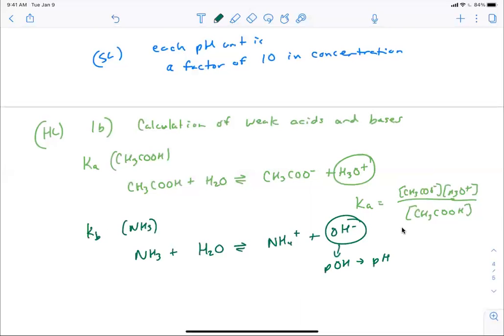That's where a lot of students get things wrong, because they just assume that whatever X is when they're done with the RICE chart, that's H plus. So then negative log of X is pH. It's all about the context of what your problem states.